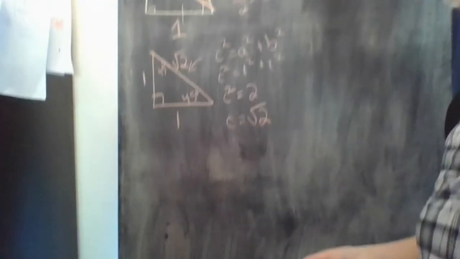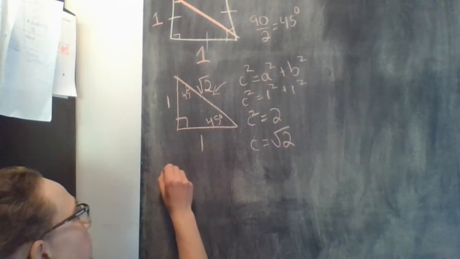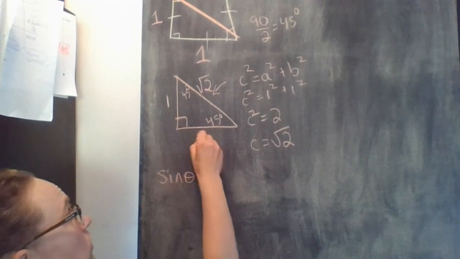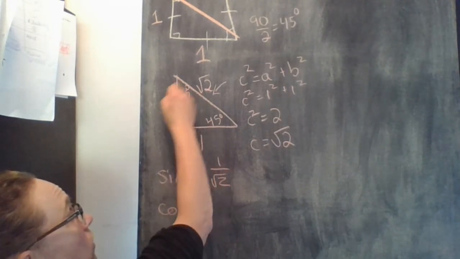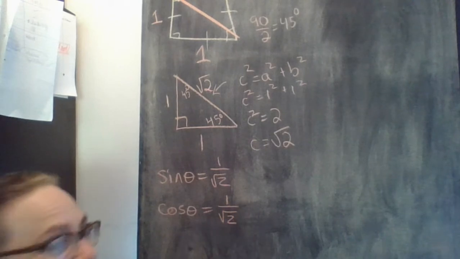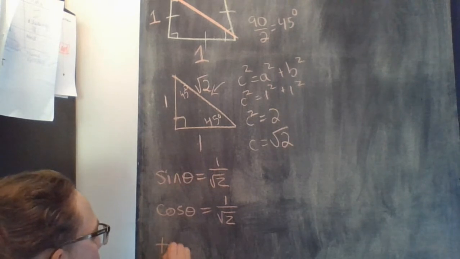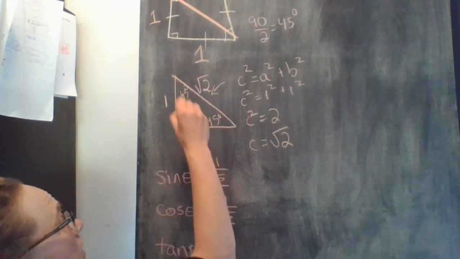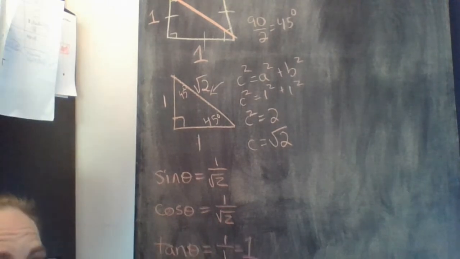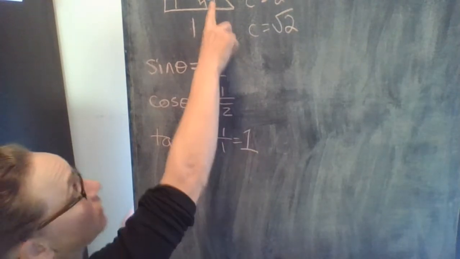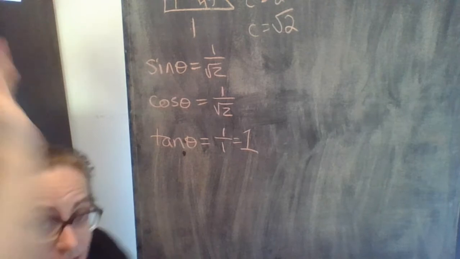So if I go to write up my trig ratios, we've got our primary trig ratios. Sine of the angle is 1 over root 2. Cosine of the angle is 1 over root 2. Oh, they're equal! And we've got tangent, which is 1 over 1. Oh, well, that's just 1. So what do we see here? In a 45 degree triangle, these angles were all 45 degrees, and that's what they're equal to.